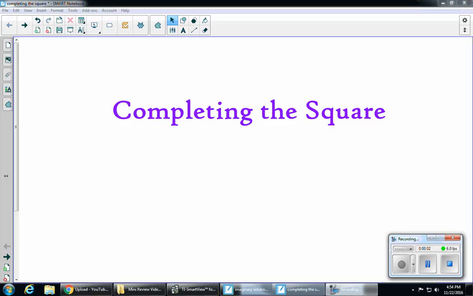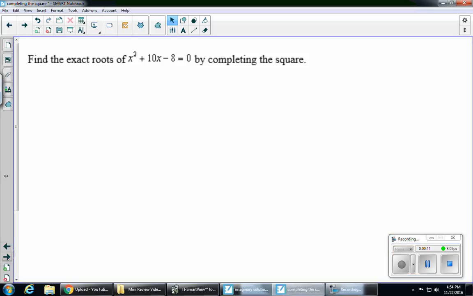This video is going to show you how to complete the square. Completing the square is a method that we use for a couple of different things, and one of those things is to solve a quadratic equation. So find the exact roots of x squared plus 10x minus 8 equals 0 by completing the square.